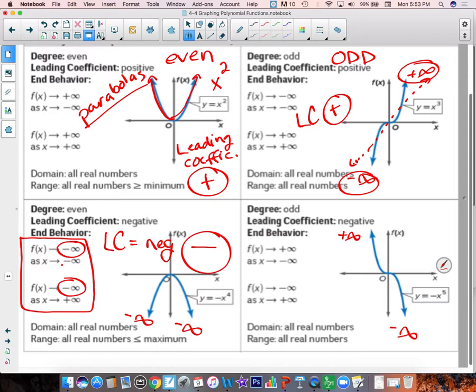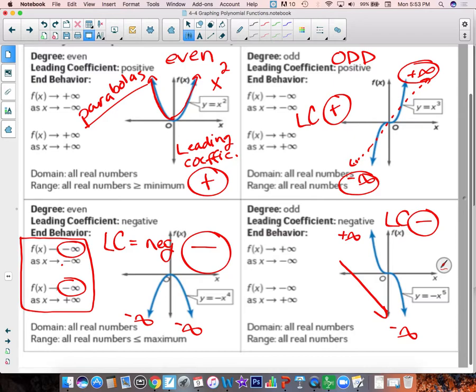Now if I have a leading coefficient that's negative, then that means it's flip-flopped. So leading coefficient is positive, it's going up to the right. Leading coefficient is negative, it's going down to the right, towards negative. Those are a couple ways that you can remember if it's an odd or an even function and what the leading coefficient is.